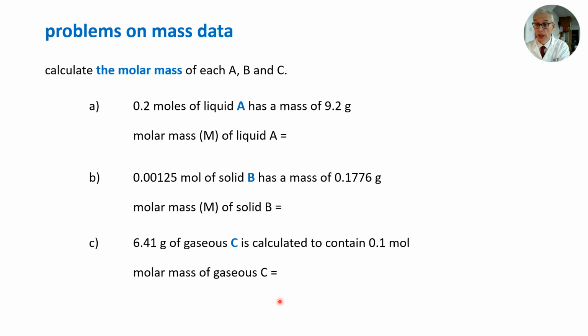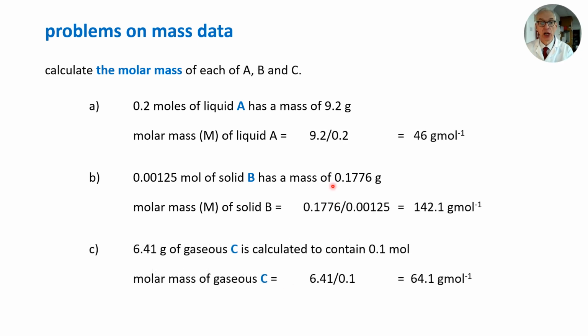Okay, so if you're ready, I'm going to reveal all 3 answers. The molar mass is the mass of substance divided by the numbers of moles. So that gives us a molar mass for liquid A of 46 grams per mole. Similarly, mass divided by numbers of moles, mass divided by numbers of moles.